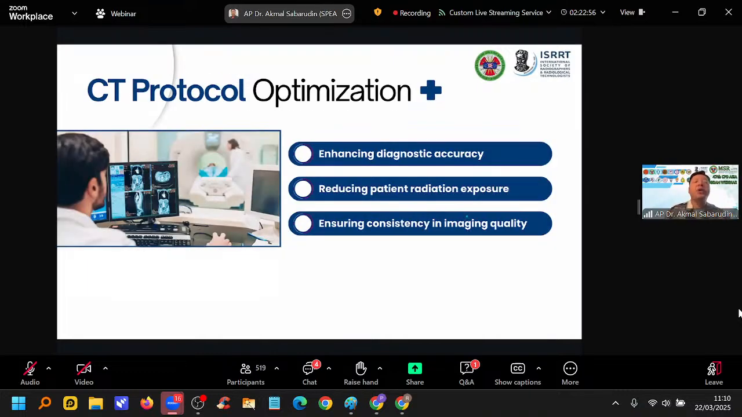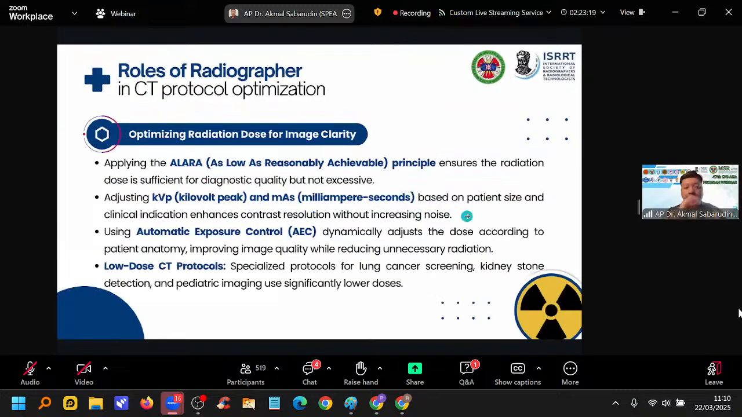Okay, so when we talk about CT protocol optimization, of course it has been highlighted why it has to be optimized, because CT protocol optimization can enhance diagnostic accuracy, reduce patient radiation dose, and also ensure consistency in the imaging modality. But how can we do that? Okay, so let's look into it. First, let's look into the role of the radiographer in CT protocol optimization.